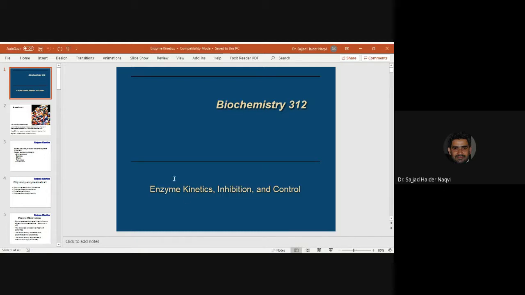So let's start our discussion. As we discussed last time, there are different inhibition models for enzyme activity. And I told you last time that not all inhibitions are considered to be bad. There are some inhibitions of enzyme activity that can be used for therapeutic purposes as a drug.